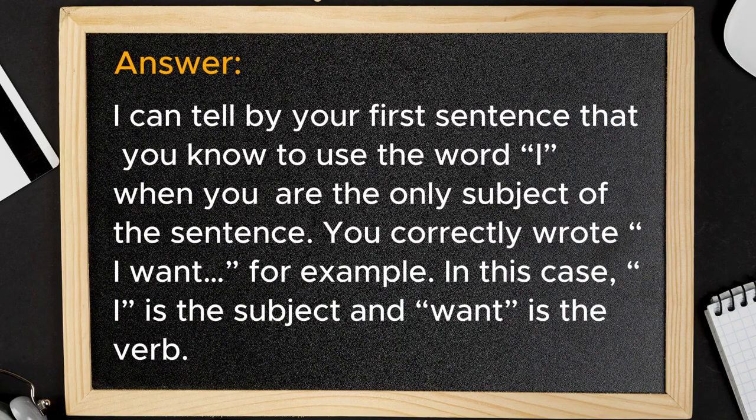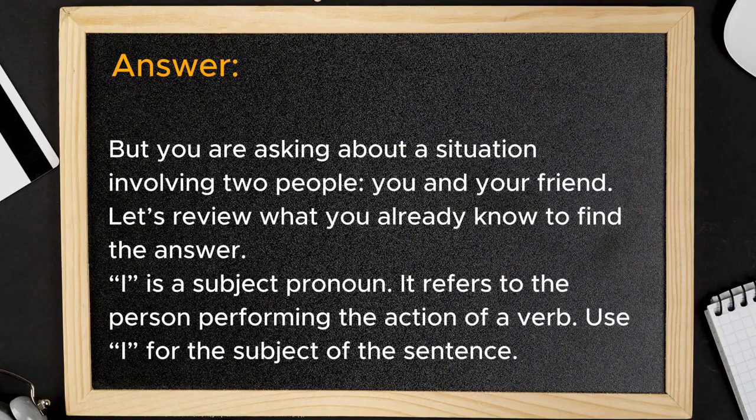Hello, Fernanda. I can tell that you know to use the word I when you are the only subject of the sentence. You correctly wrote I want, for example. In this case, I is the subject and want is the verb. But you are asking about a situation involving two people, you and your friend. Let's review what you already know to find the answer.